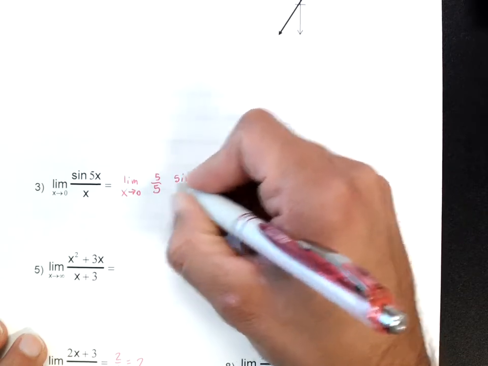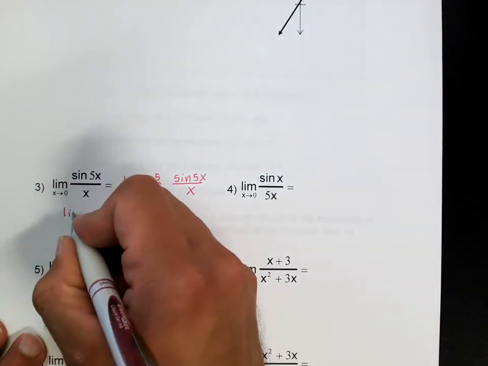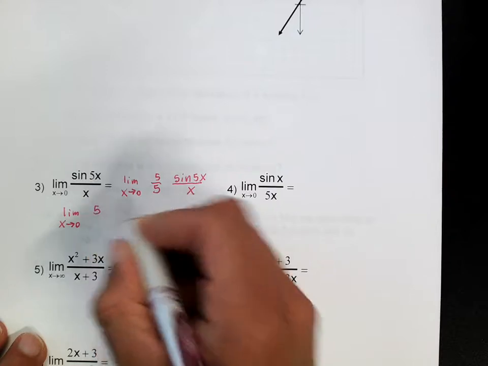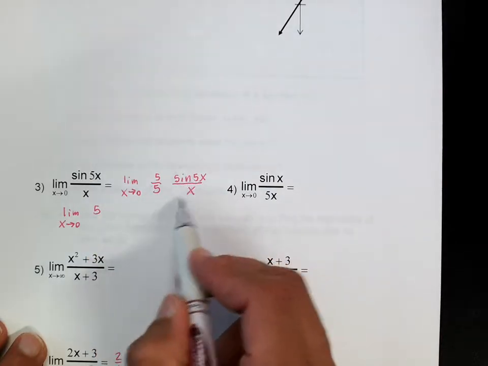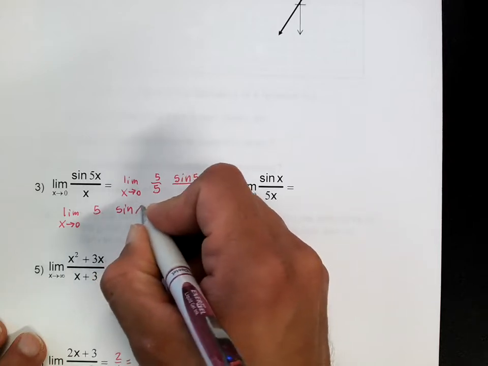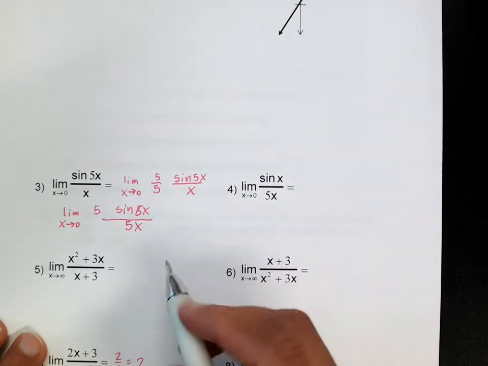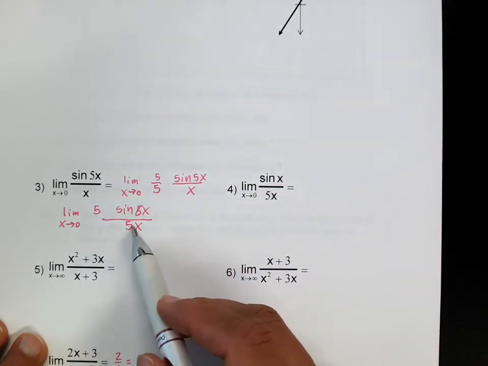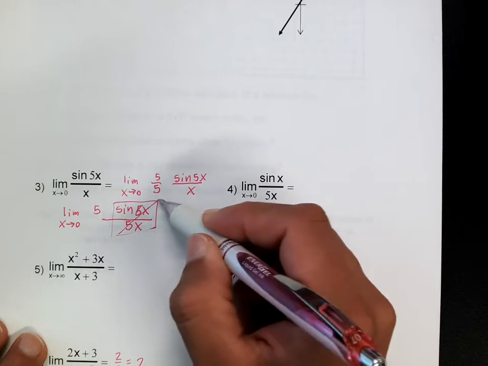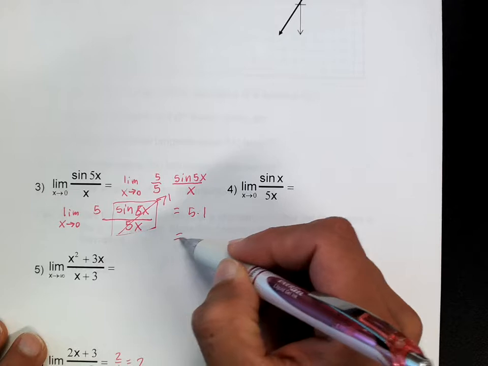And on the next step, I am going to move that 5. I'm going to move this bottom 5 to the bottom of this ratio right here. So 5x over 5x. So the sine of 5x over 5x, the limit as x goes to 0 of this right here, this is going to be a 1. So really you have 5 times 1, which is just 5.